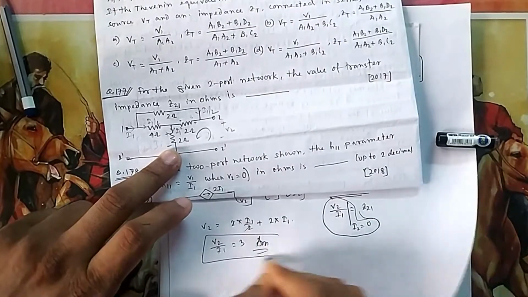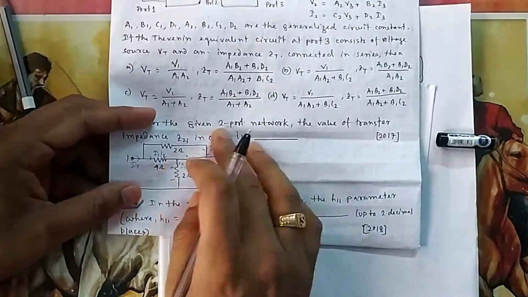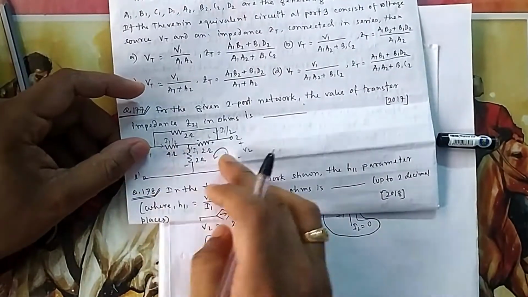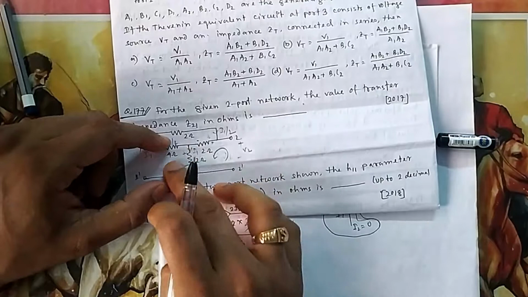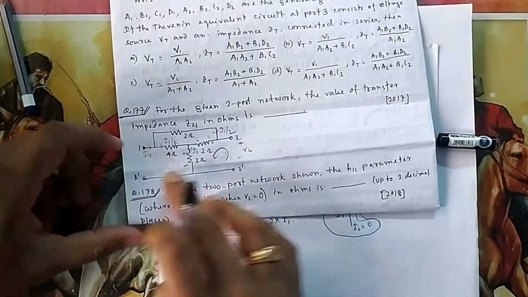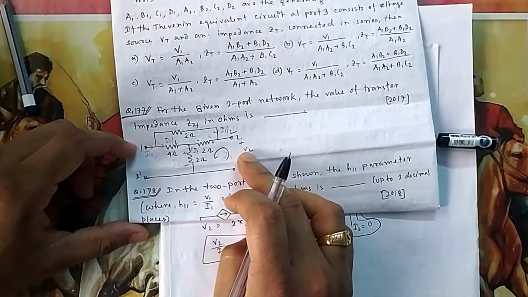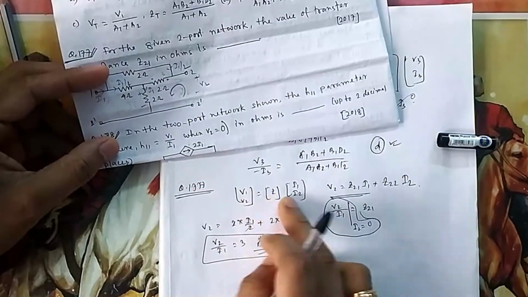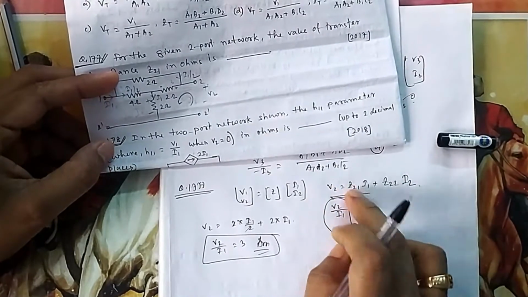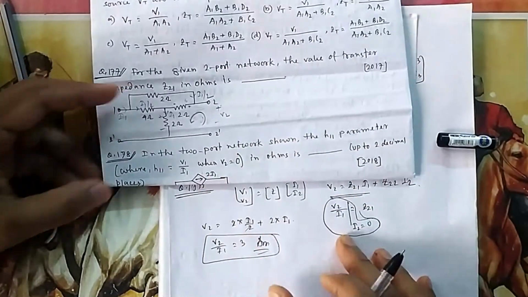You can directly calculate, no need to calculate the whole matrix using KVL. You can try with KVL, there is no issue. You take this equation, this equation, this equation, and this I3 you replace from here, in both the equations. Then you will find V1 in terms of I1, I2, and V2 in terms of I1, I2. From that you can calculate Z1. But that will give you the whole Z matrix, which is not required.